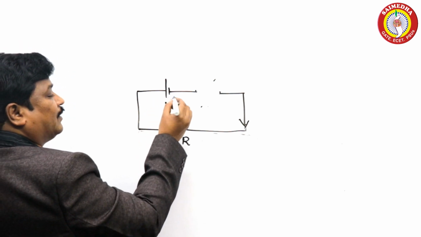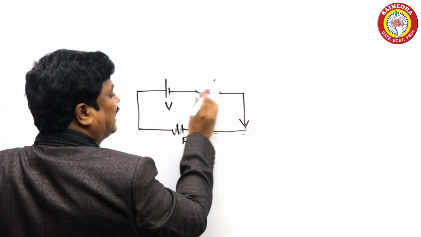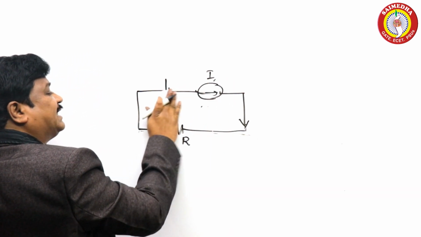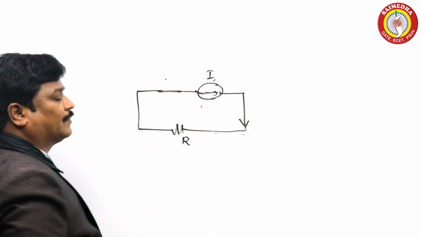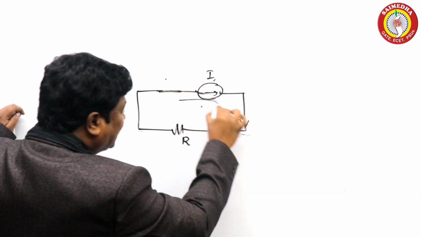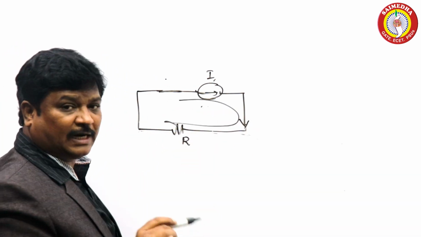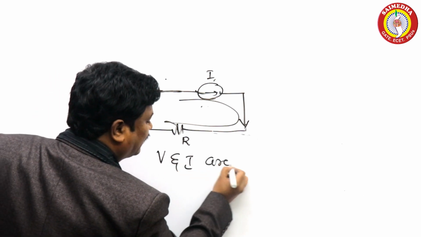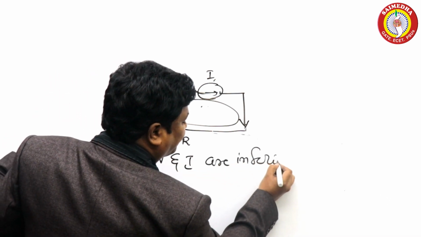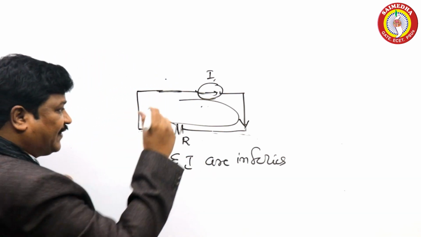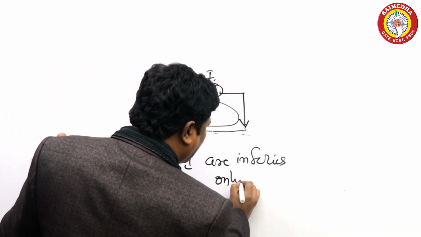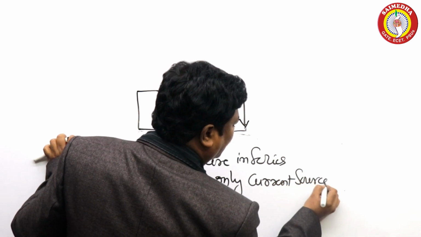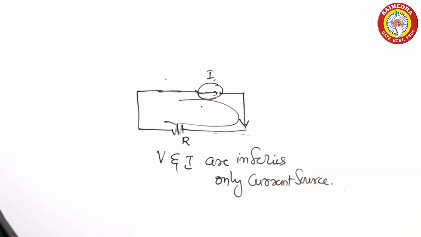For example, when the current source is applied, your current has some I amperes here. Under that condition, how can you make the voltage source 0? Now what happens here? Current is flowing in the resistance. So when voltage and current are in series, the net effect is only the current source.